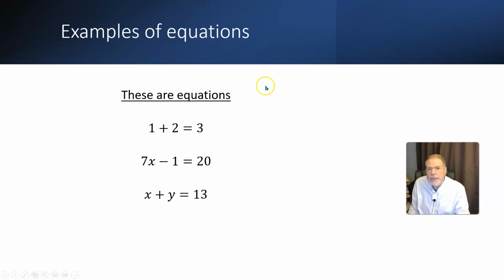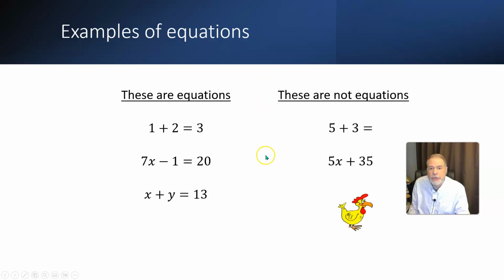And now here are some examples of things that are not equations. 5 plus 3 equals... It just leaves you hanging. It's not a complete equation because it doesn't have anything on the other side of the equal sign. 5x plus 35. That's an expression, but it's not an equation. It's not saying that something is equal to something else. And of course, this is not an equation, it's a chicken.